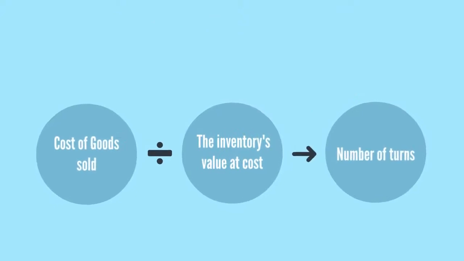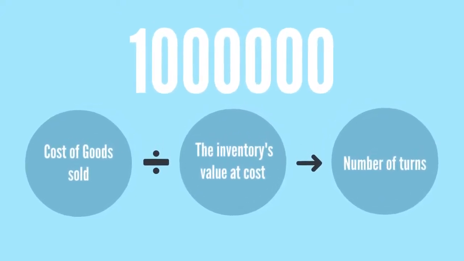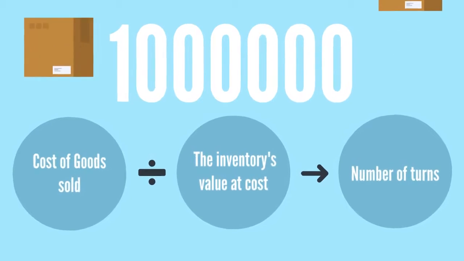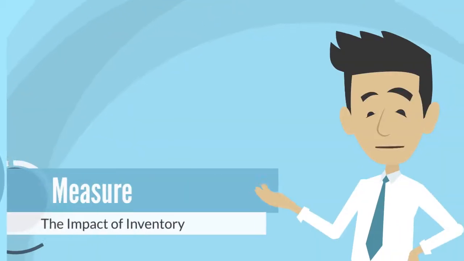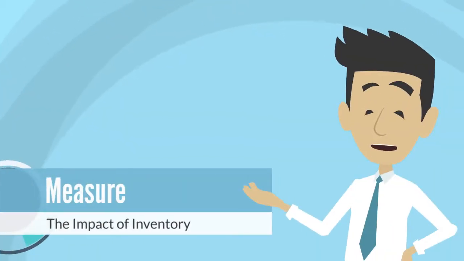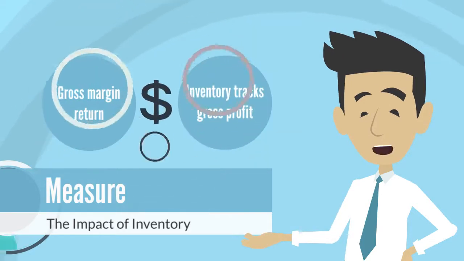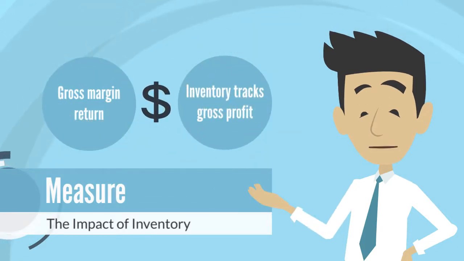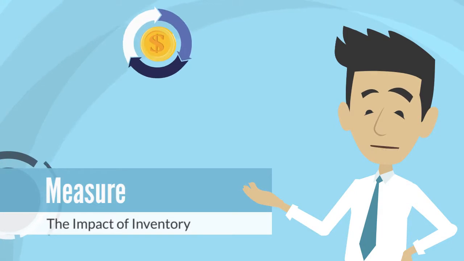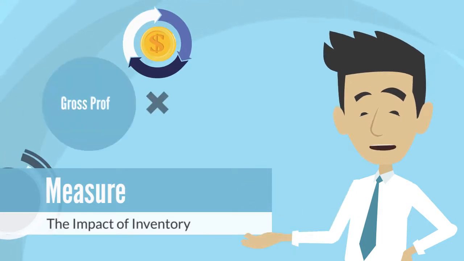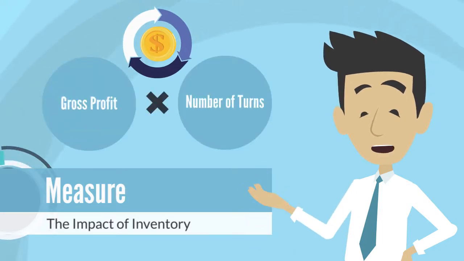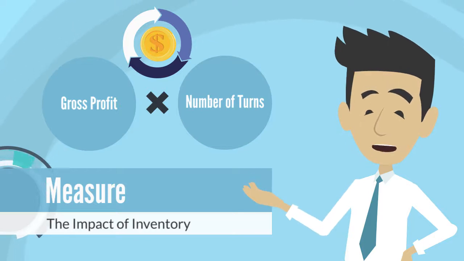The higher the number, the better, because it shows that you're moving product in and out to customers at a healthy pace. There are other great ways to measure the impact of inventory. Gross margin return on inventory tracks gross profit earned for each dollar of inventory investment. The Earn and Turn Index uses gross profit multiplied by the number of turns to tell how well the inventory was used to generate profits.